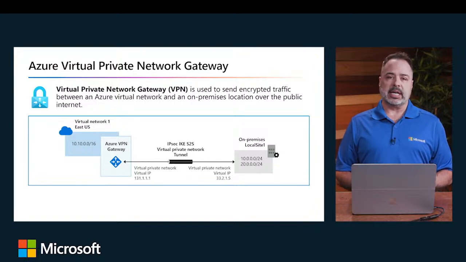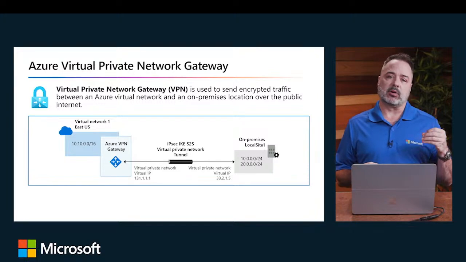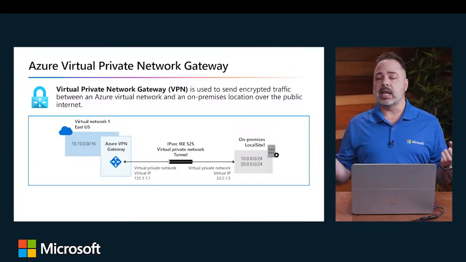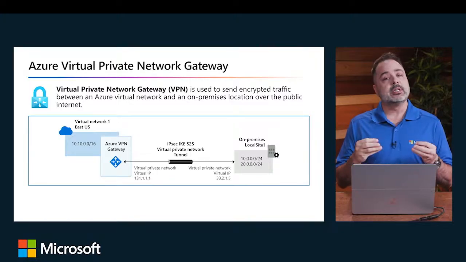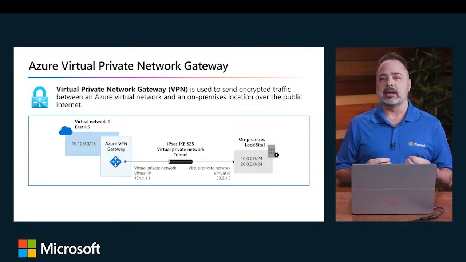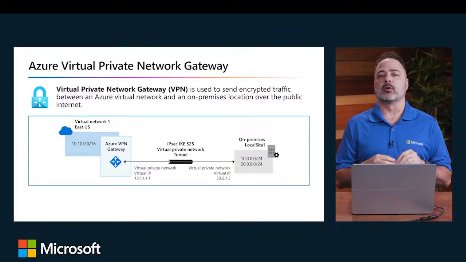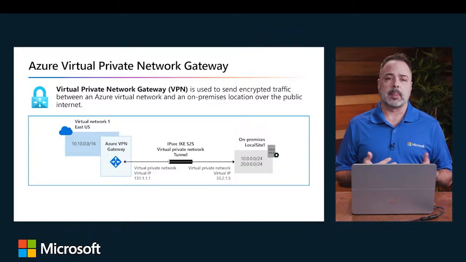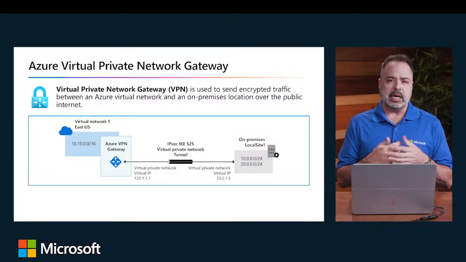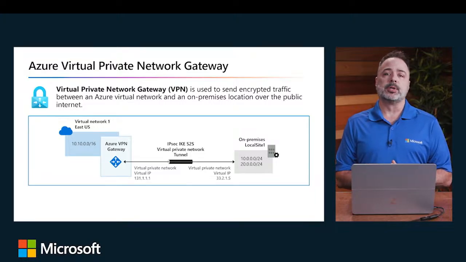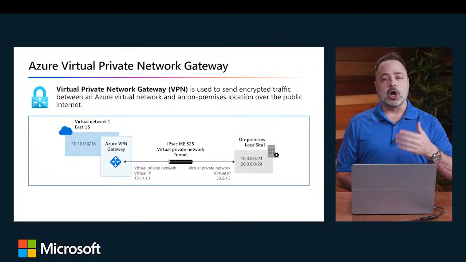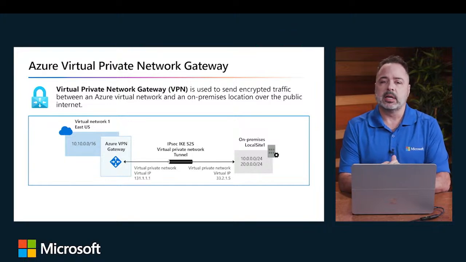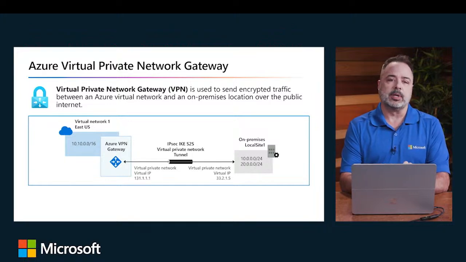This ensures that your data remains secure as it travels between your on-premises infrastructure and the cloud. VPN gateways also support sending encrypted traffic between two Azure virtual networks, providing a secure and reliable connection for your resources across different regions. By using VPN gateways, you can create multiple connections to the same gateway, allowing for flexible and scalable network configurations.